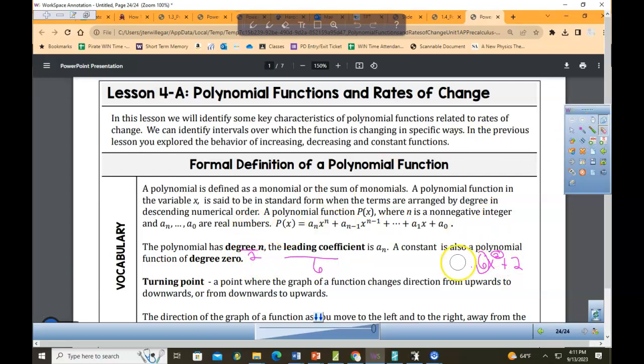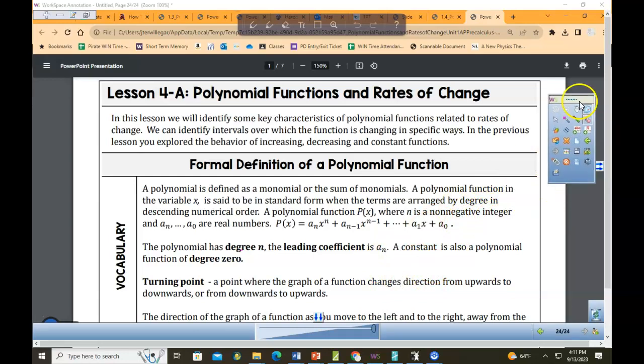If I have a degree of 0, what that looks like is 5 times x to the 0. Well, x to the 0 is 1, so it's 5. That's a constant. It's still a polynomial. It's just x has a power of 0. We usually call it a constant.